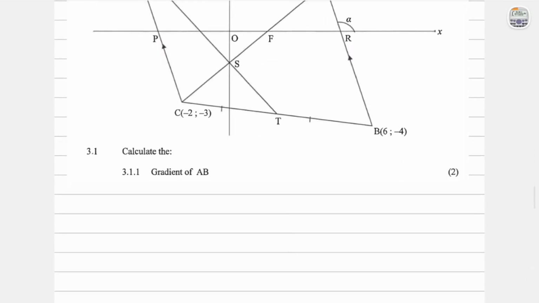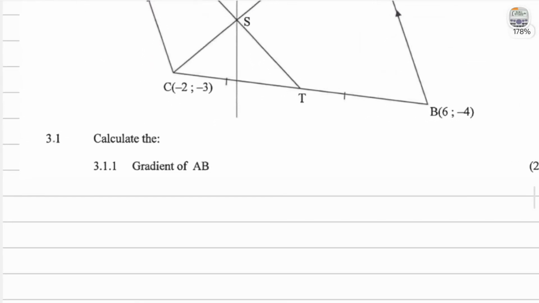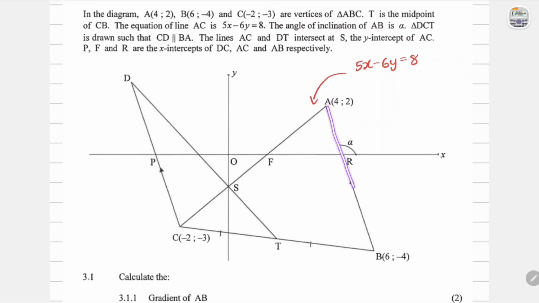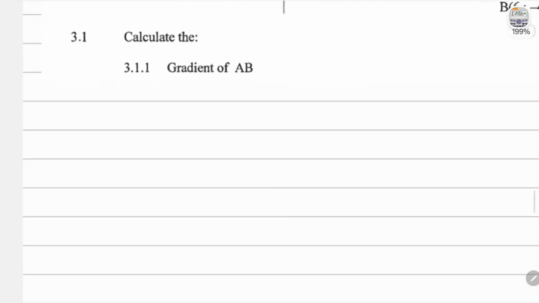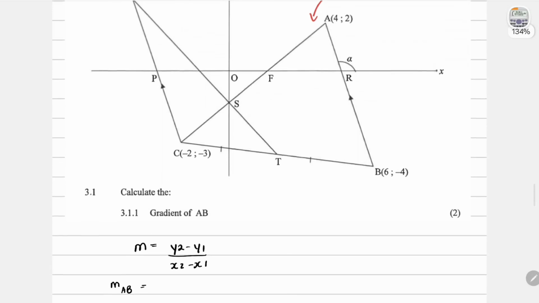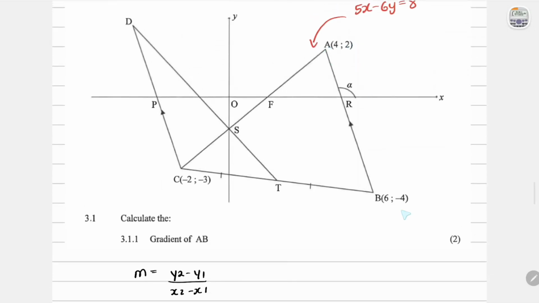So the first question is calculate the gradient of AB. Let's look at that. AB is a line with both points, and the coordinates are there. So we can just use the gradient formula to find the gradient of AB. The gradient is equal to y2 minus y1 over x2 minus x1. Formulas are in the formula sheet. So gradient of AB is equal to, just be consistent, so I'm going to go top minus bottom.